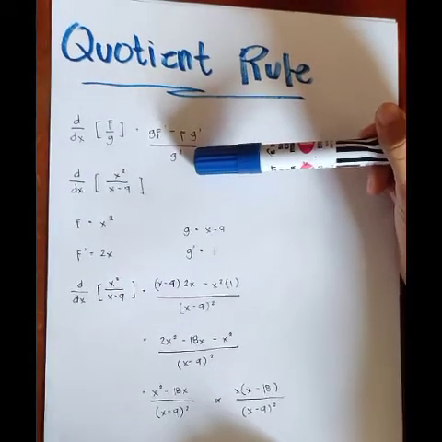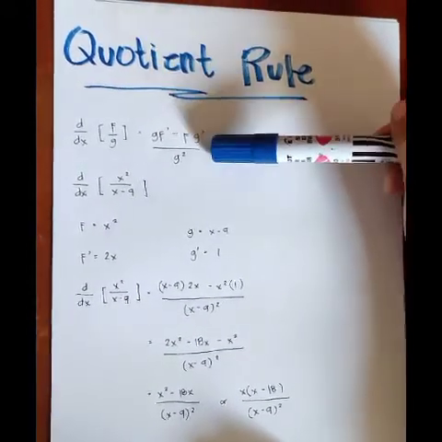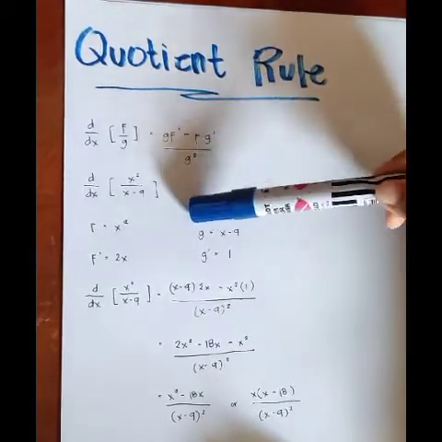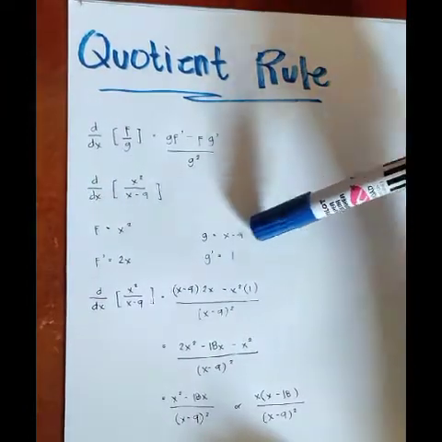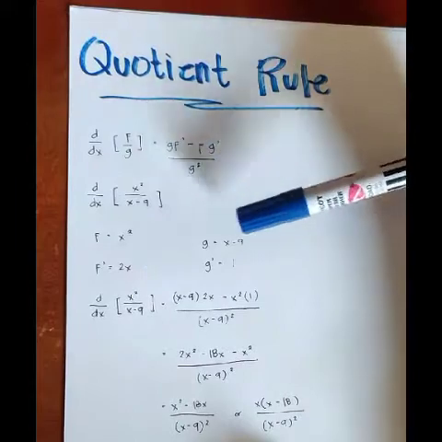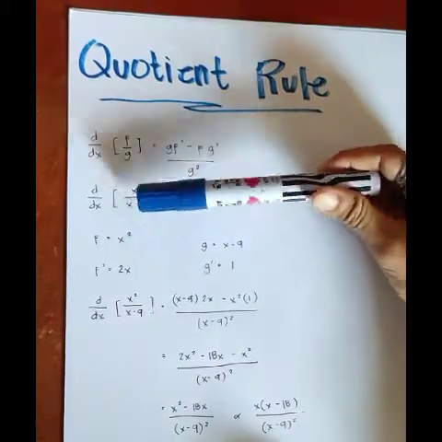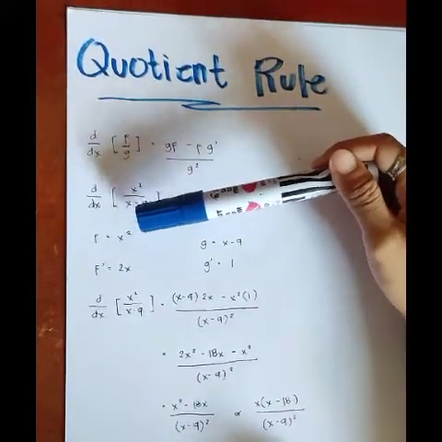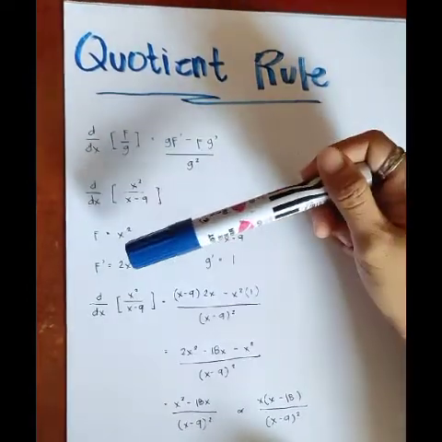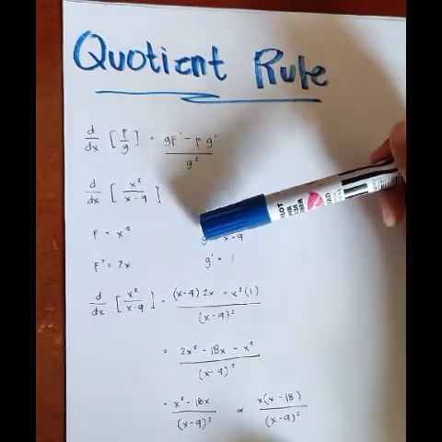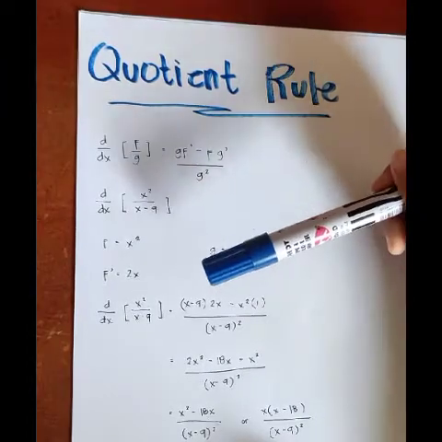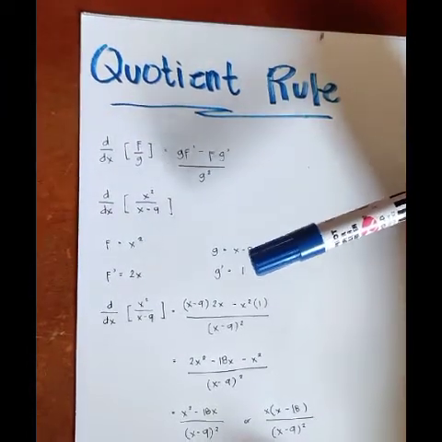d over dx of x squared over x minus 9. So let us derive this function. So function f is equal to x squared, so it will become f prime is equal to 2x. Then this g is equal to x minus 9, and it will become g prime is equal to 1.